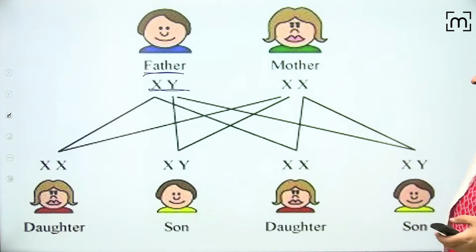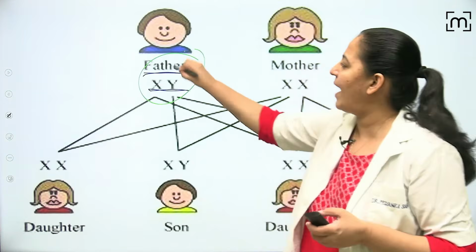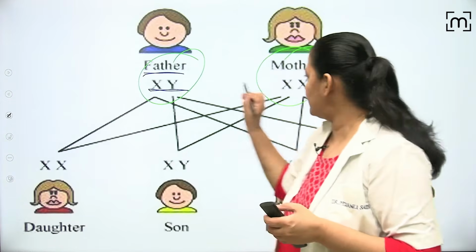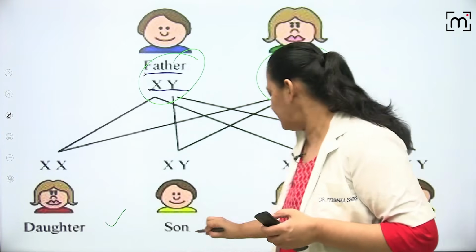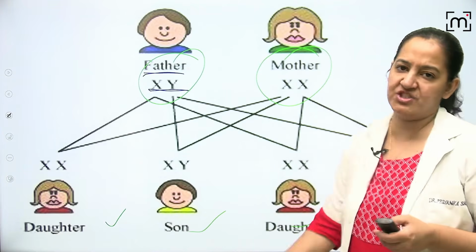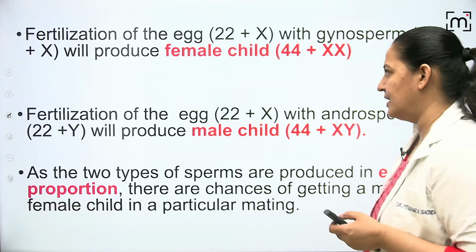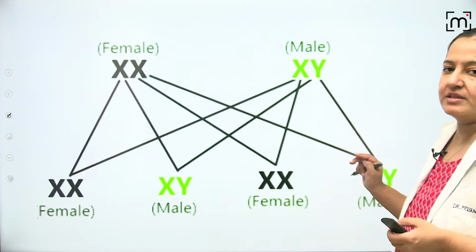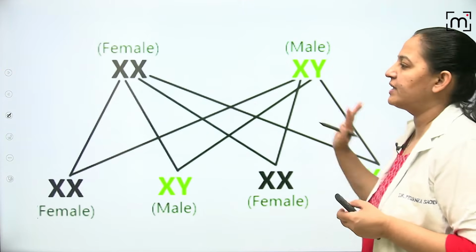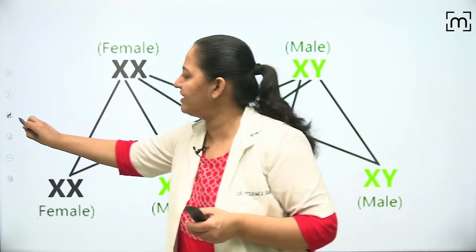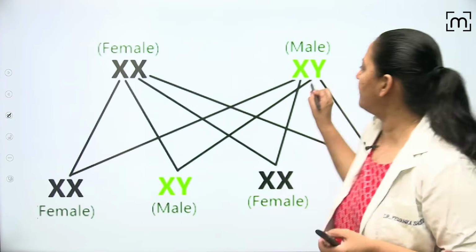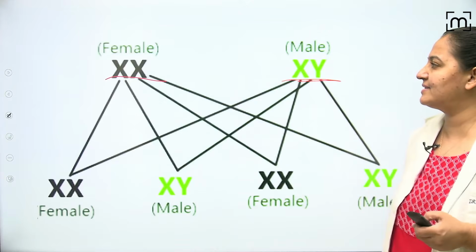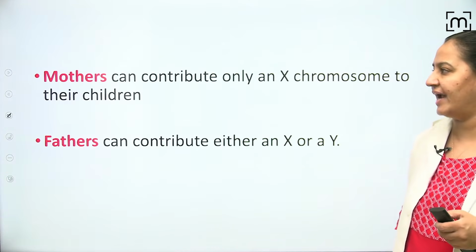So you can see the same here also. This is father, XY. This is mother, XX. So from the father, which one is fusing with which one? So daughter, son, 50% chances daughter, 50% chances son. So it depends on which of the sperm is fusing with the egg. In the egg, only one type of egg is there. But in the sperm, two types of sperms are there. So I guess you can understand this. That is the sex determination of the child.